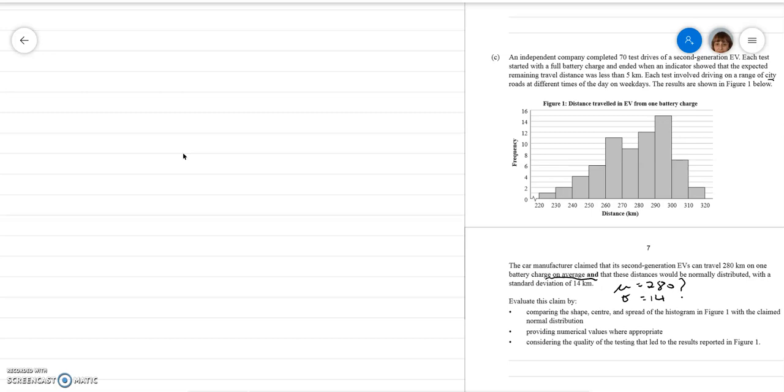Okay, when you've got a graph like this and you need to give numerical values, what you need to do is extract the information from the graph. So now, when you look at this, this is between 220 and 230. So the average of this is 225, the midpoint. With a midpoint of 225, I've got one vehicle. With a midpoint of 235, I've got two vehicles. So I'm going to extract that information from the graph, and then use it to evaluate the claims.